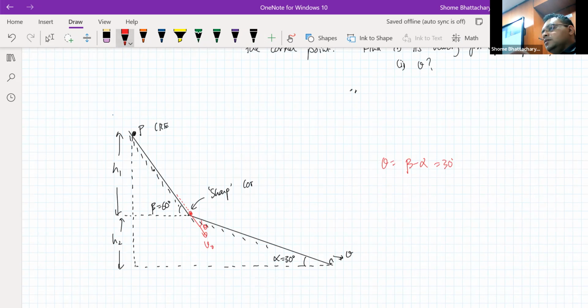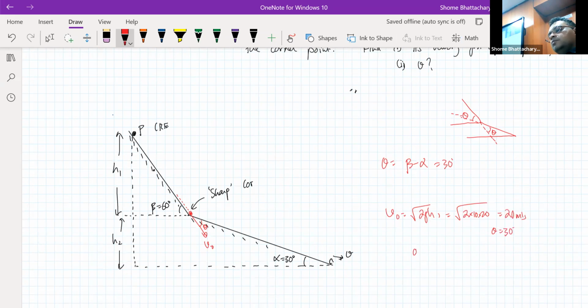But in general, you can see that we're talking about this angle. This angle is the same as this one, and therefore it is beta minus alpha. So V naught is root 2 g h1, which in this case will work out to be 20 meters per second. And that theta is equal to 30 degrees.